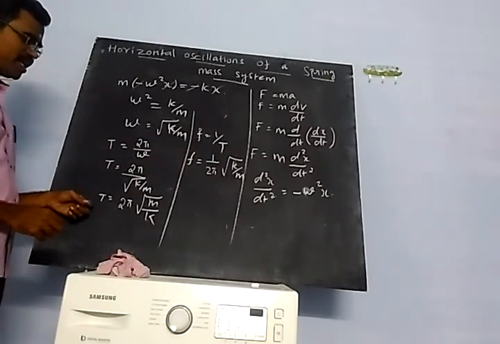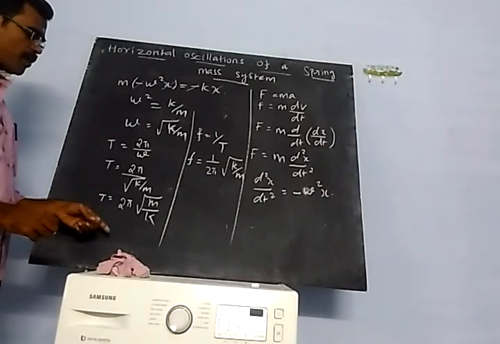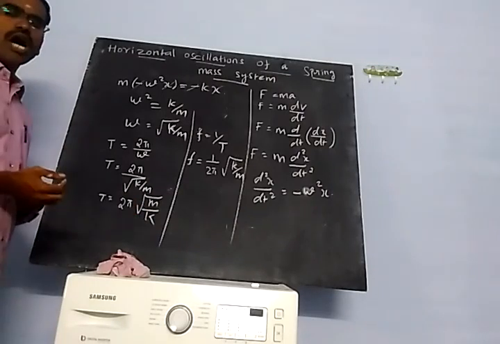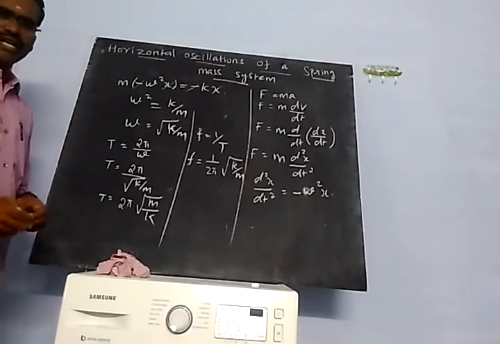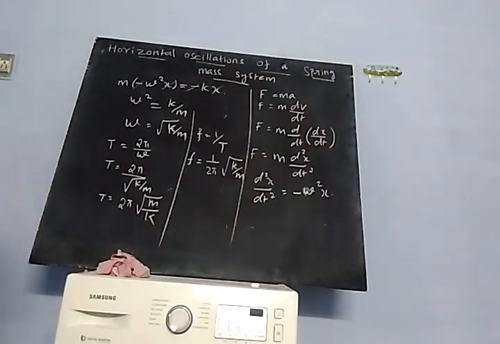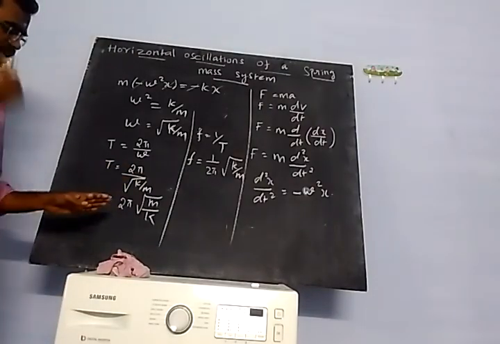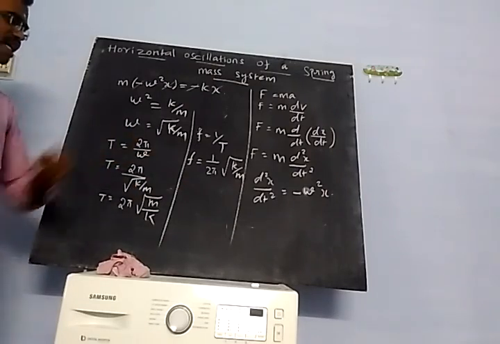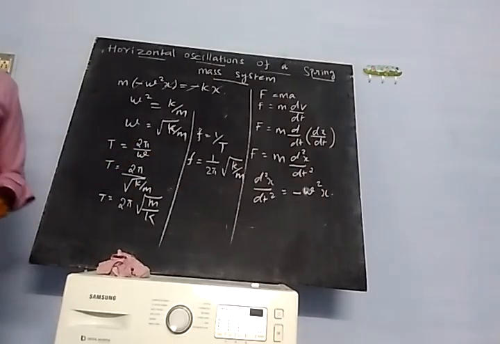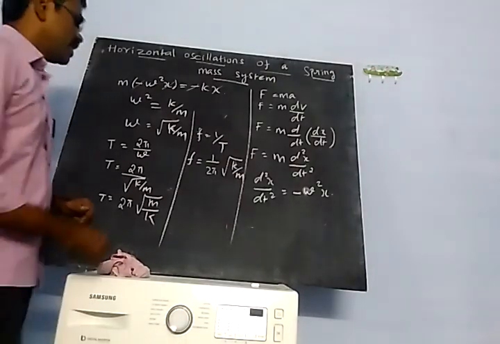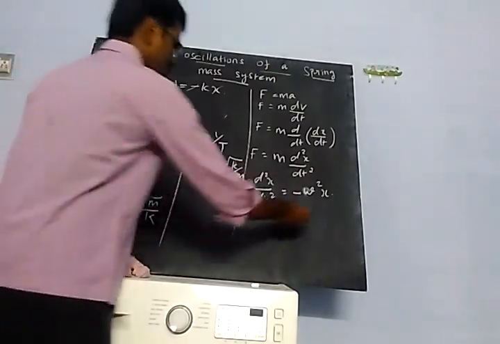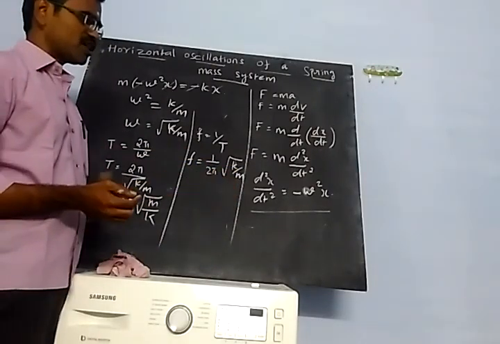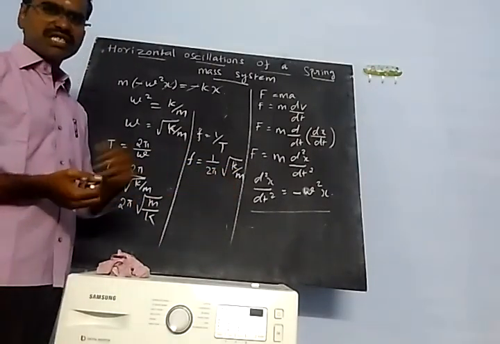Here the time period does not depend upon the amplitude. Do you understand? This is simple harmonic motion. The time period or frequency does not depend upon the amplitude. Then next, this is the differential equation: d squared x by dt squared is equal to minus omega squared x.